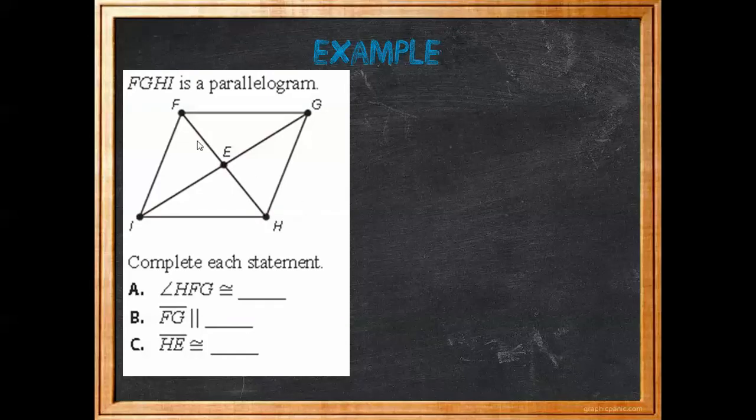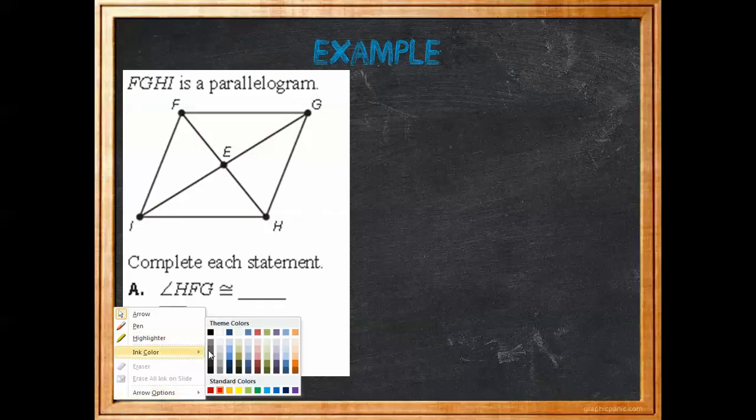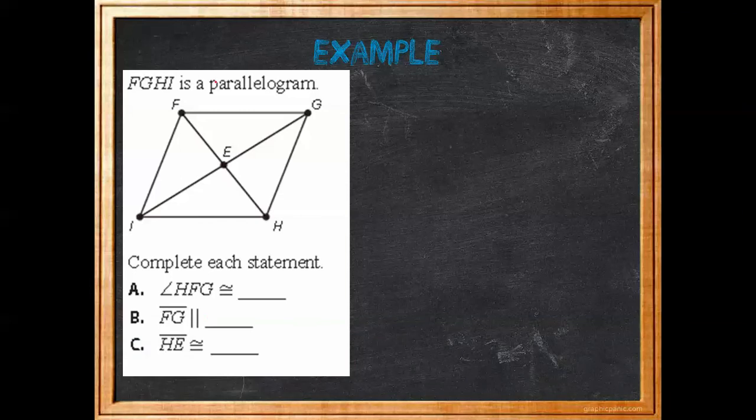For this one, FGHI is a parallelogram. So again, it's things that we know about a parallelogram. The lines are parallel. This side is equal to this side. This side is equal to this side. This angle equals this angle. This angle equals that angle. So HFG is congruent to what?